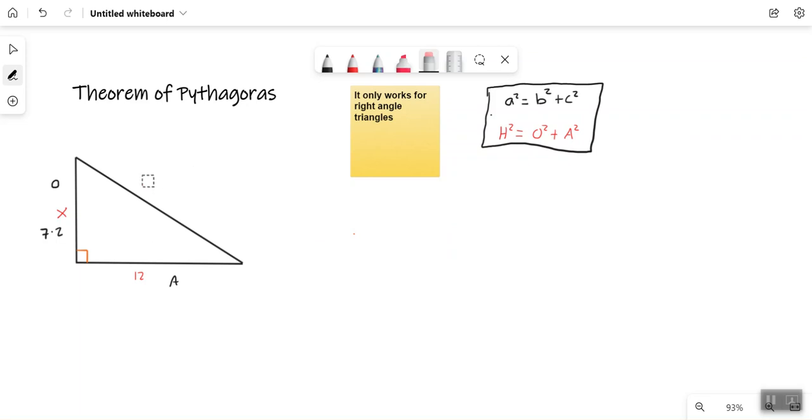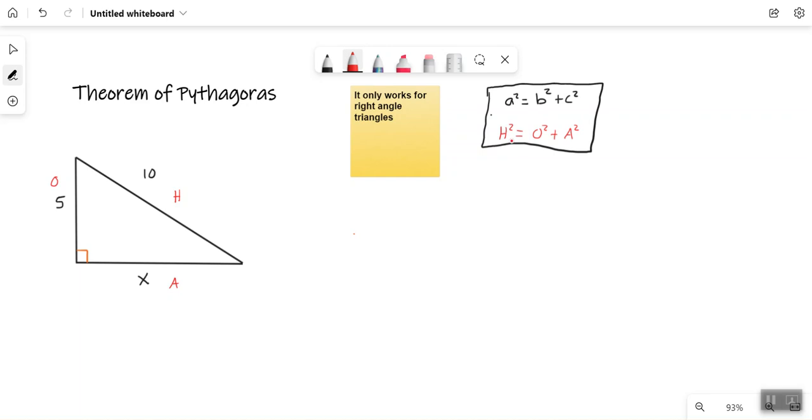And let me get rid of these here. So let's try this one. Let's say we have a triangle where the unknown is here. So this is x, this is 5, and this is 10. Again, the first thing we do is identify the sides. So this is h, this is o, and this is a.